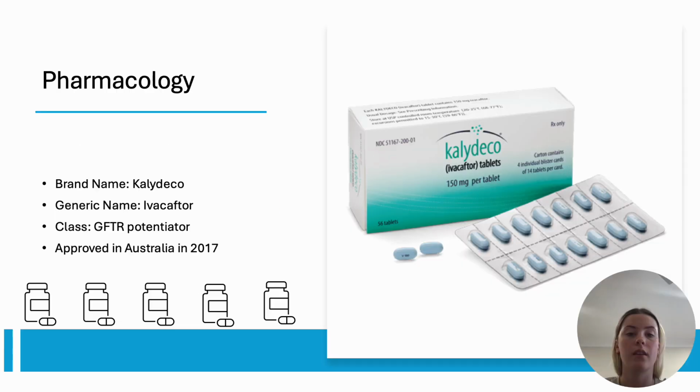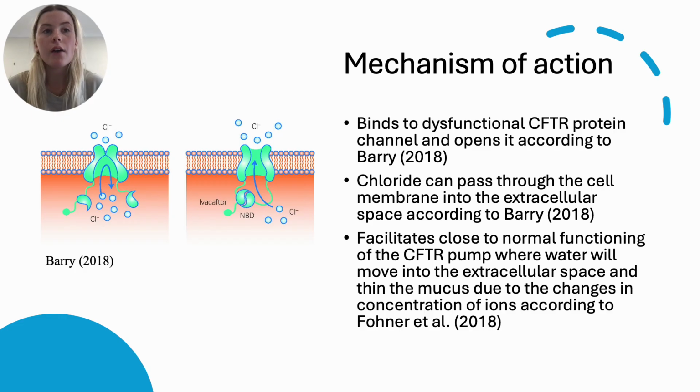One drug used for cystic fibrosis is ivacaftor. Its brand name is Kalydeco and it belongs to the CFTR potentiator drug class. The ivacaftor binds to specific sites on the dysfunctional CFTR protein channel and keeps the channel open, which facilitates the movement of chloride ions out of the cell into the extracellular space. This will in turn draw sodium and water out into the extracellular space due to the concentration gradient. As a result, the mucus on the epithelial lining becomes thin as the water dilutes it.